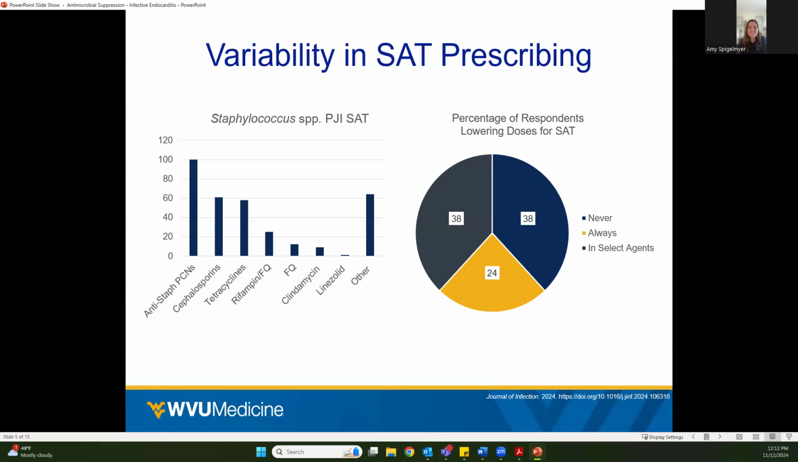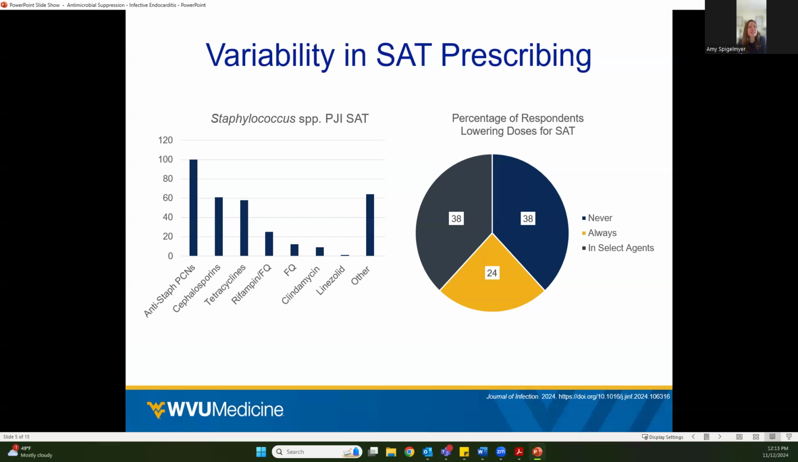And so once again, we're really seeing a lot of variation in how our providers approach suppressive therapy, from the decision to prescribe to the duration to the agent and the dose. And so we see a ton of variability, and this is connected to the lack of national guidelines. And so we'll jump into infective endocarditis data, starting with the actual clinical practice guidelines that have been published.